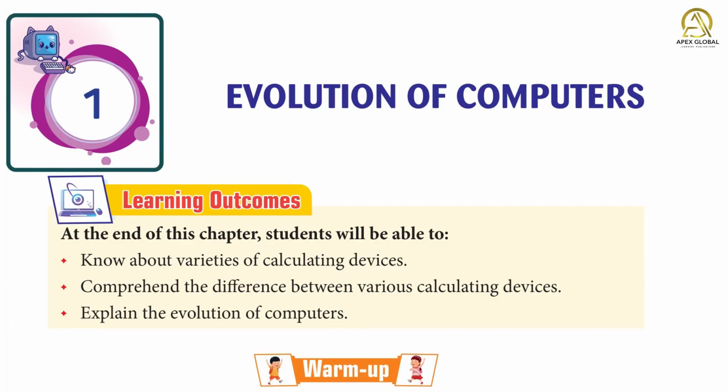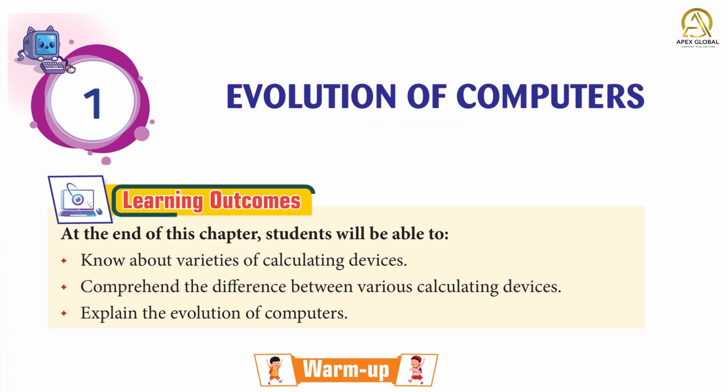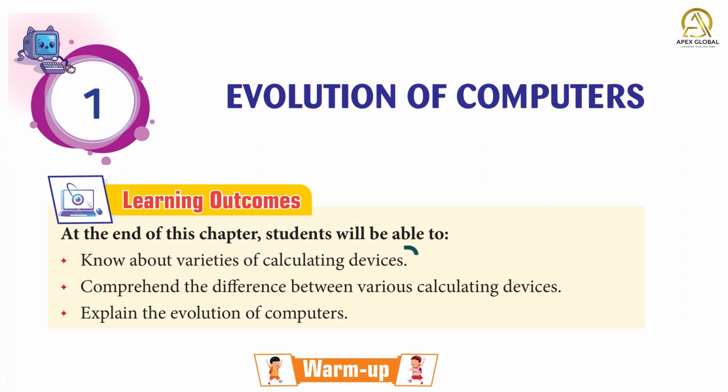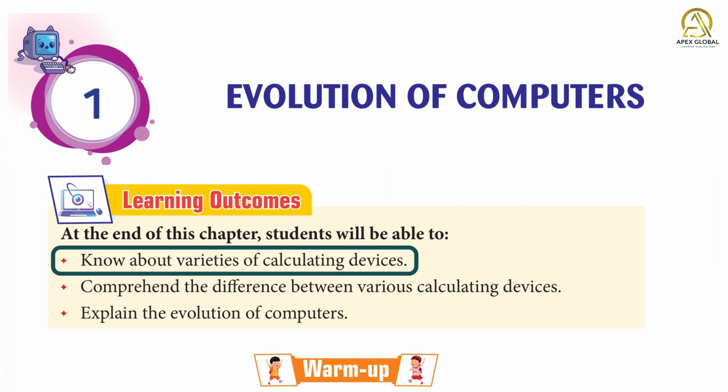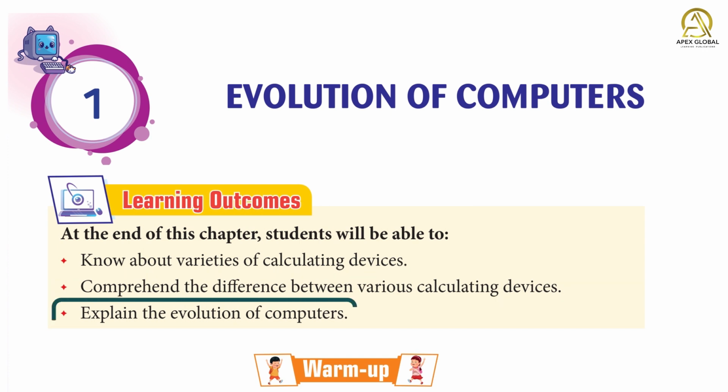Chapter 1: Evolution of Computers. Learning Outcomes. At the end of this chapter, students will be able to know about varieties of calculating devices, comprehend the difference between various calculating devices, and explain the evolution of computers.